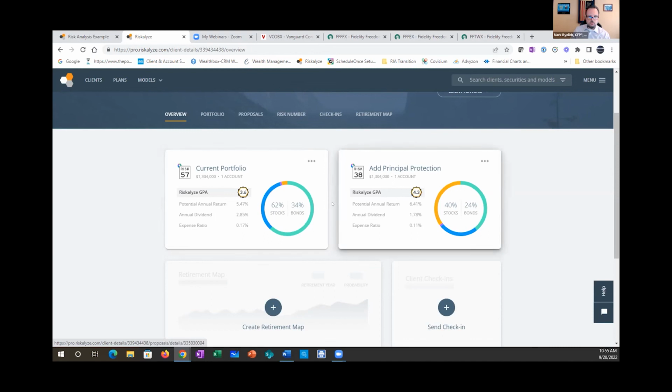What I want to point out here before we move on is not only did we reduce the risk score, and I didn't mention this before, but we went from a 57 to a 38, which is really a big drop. The potential annual return on the portfolio actually went up. So the individual annual dividend went down because part of it is now in a fixed indexed annuity. It doesn't have a dividend. It's principal protected, it's tied to an index, no dividends though. But the expense ratio, even this is very low, 0.17%, came down as well. So we reduce expenses, reduce risk, and increase potential returns. That's beautiful. And that's a real world example.